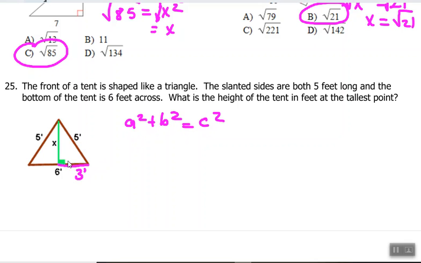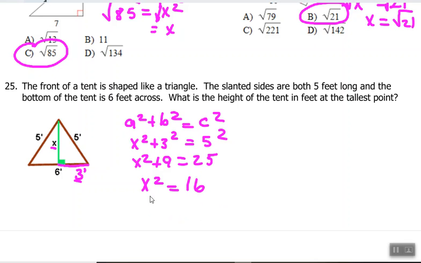5 is my hypotenuse because it's across from the right angle. So I'm going to say x squared plus 3 squared equals 5 squared. This is x, this is the other leg, and that's my hypotenuse. x squared plus 9 equals 25. I have x squared equals 16, and if I take the square root of each side, I know that x equals 4. So the height of that tent pole at the tallest would be 4 feet.